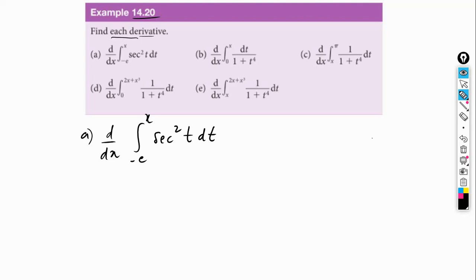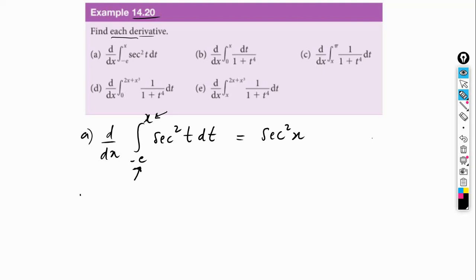So this one is a direct application. We don't really have to do anything except plug in x instead of t, and that would give us the result. Now the important thing here is that the lower bound has to be a constant, which we have, and the upper bound has to be in x, preferably, or at least an expression in terms of x. So this is very straightforward, and we're simply going to get that this equals secant squared of x.